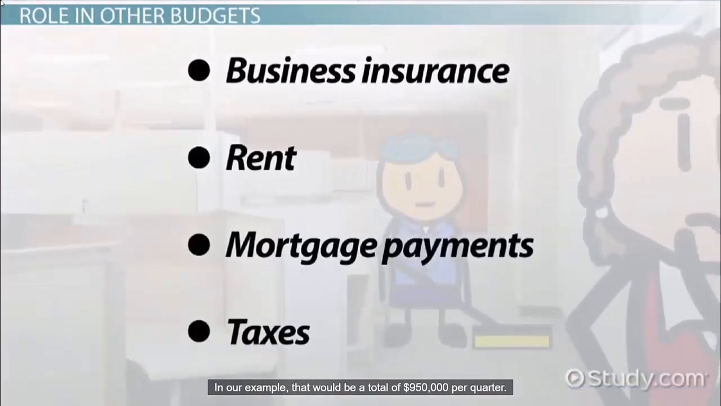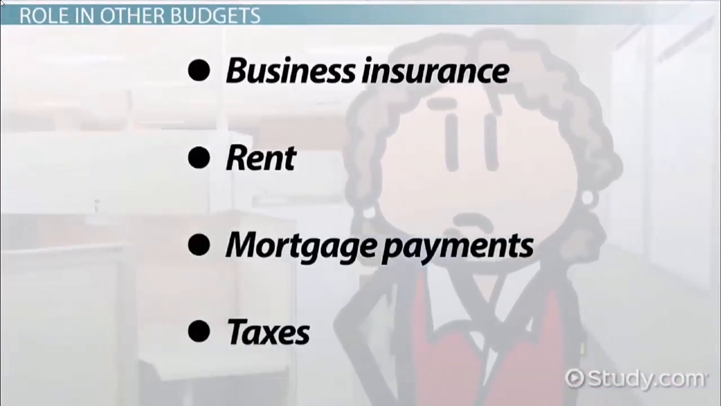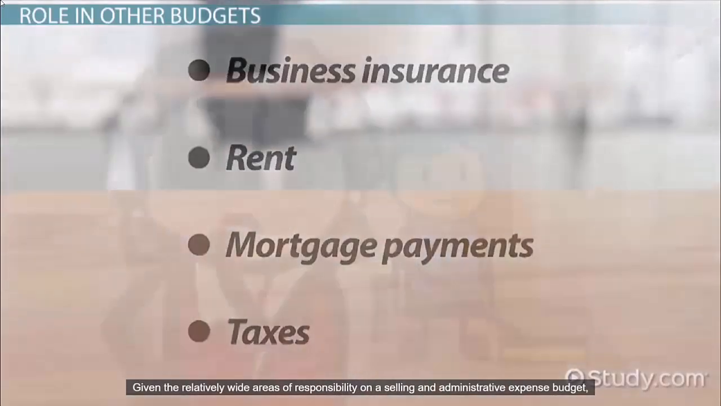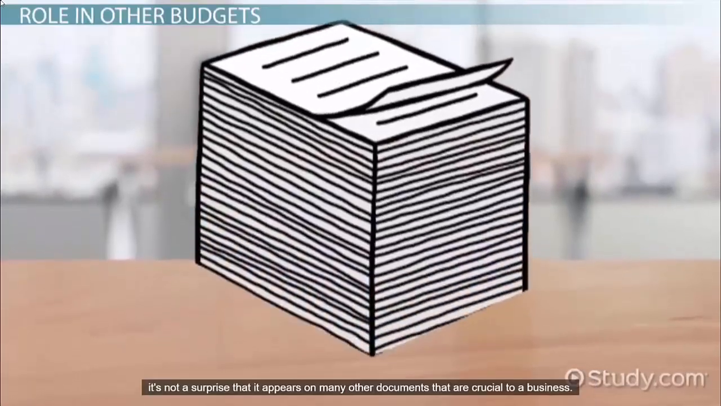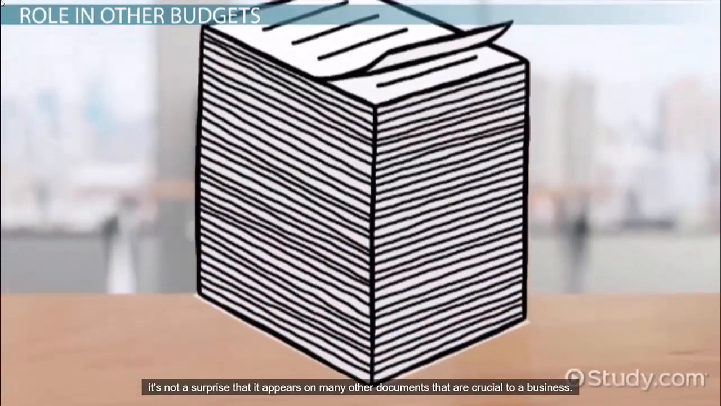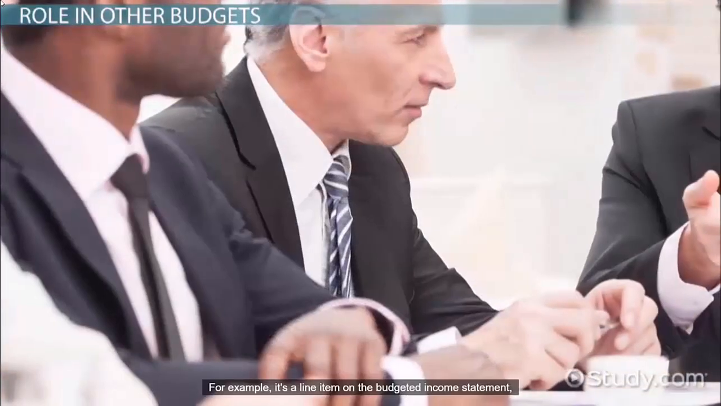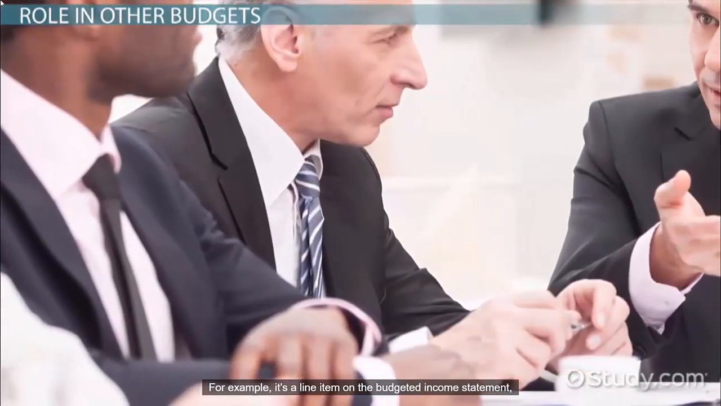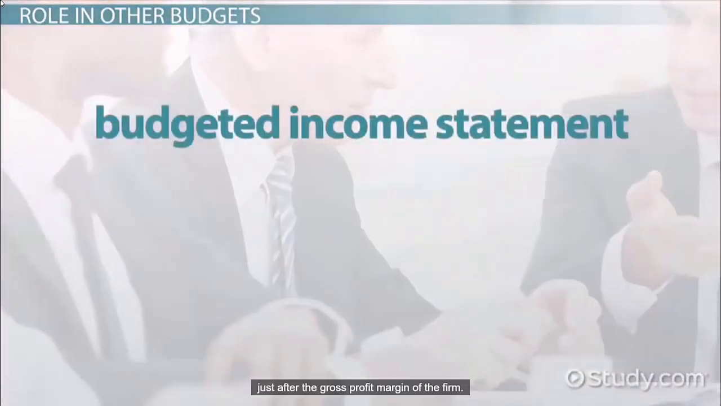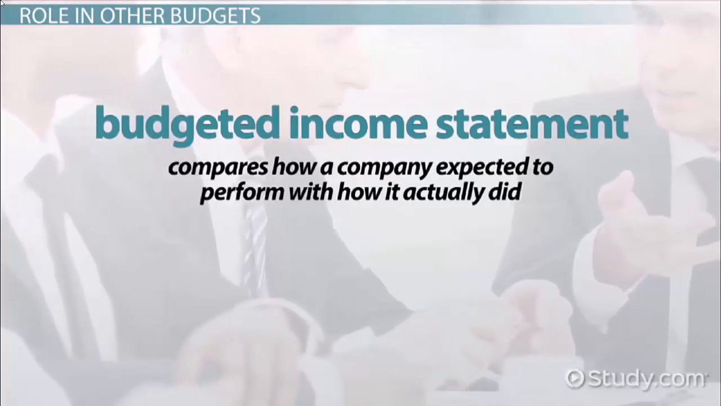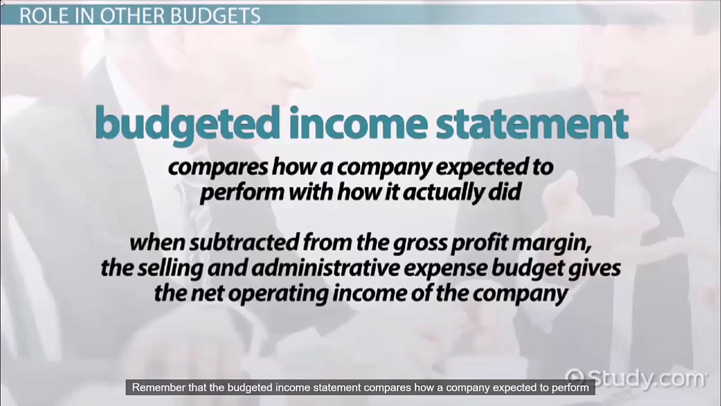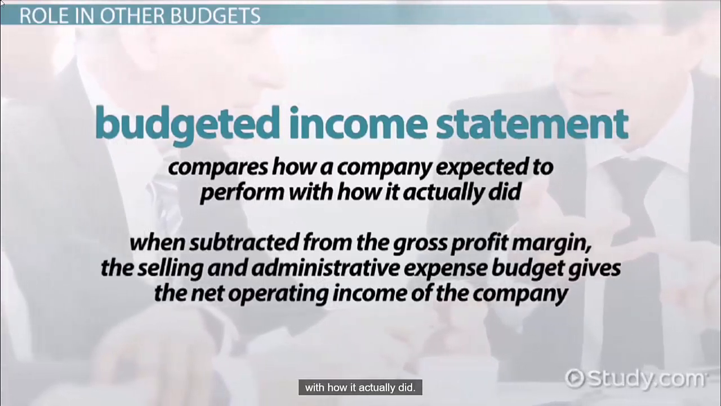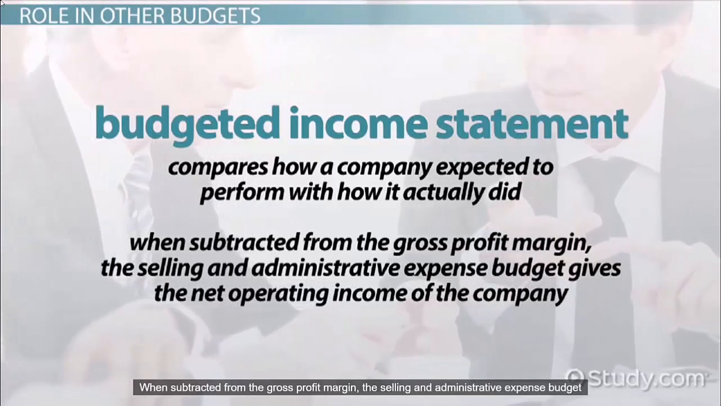Given the relatively wide areas of responsibility on a selling and administrative expense budget, it's not a surprise that it appears on many other documents that are crucial to a business. For example, it's a line item on the budgeted income statement, just after the gross profit margin of the firm. Remember that the budgeted income statement compares how a company expected to perform with how it actually did. When subtracted from the gross profit margin, the selling and administrative expense budget gives the net operating income of the company.